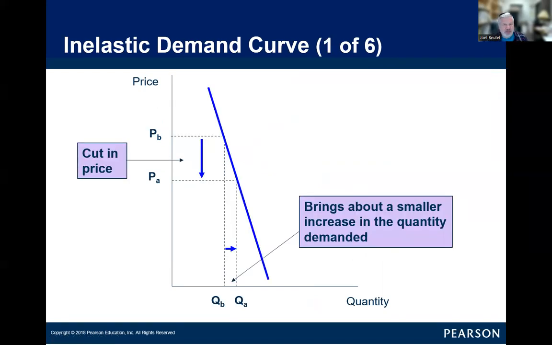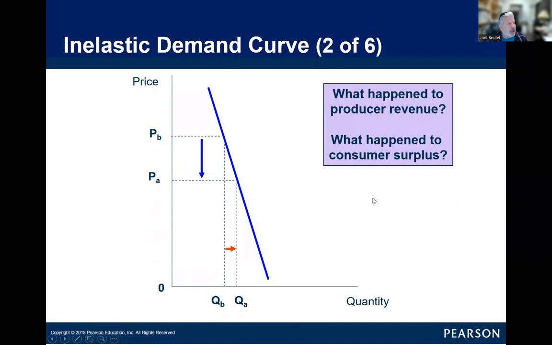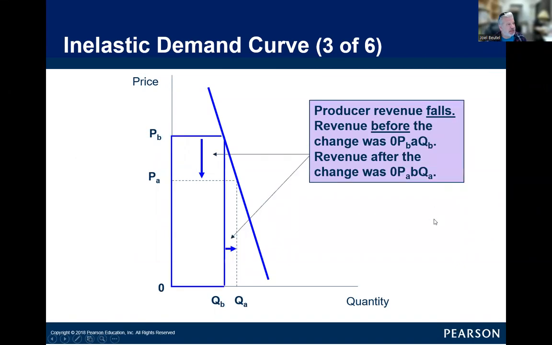So here's our example with the inelastic curve. Once again, we see the similar size price change. Price goes down and we barely get any more quantity sold, right? The demand quantity just doesn't go up a lot. And so what happens to revenue and consumer surplus again?